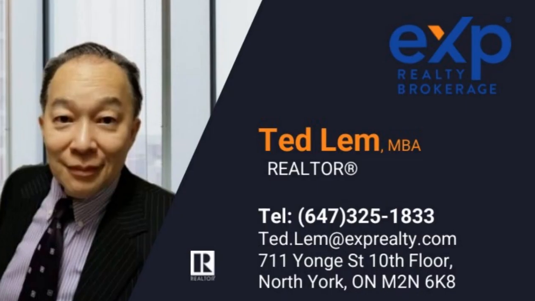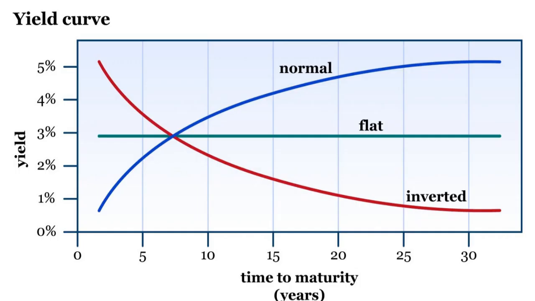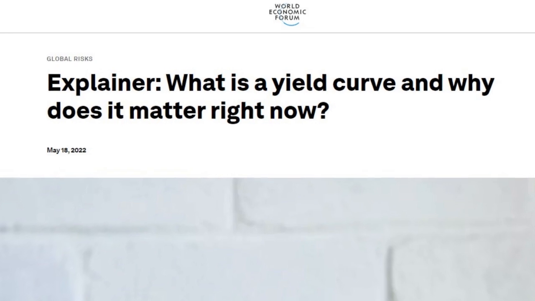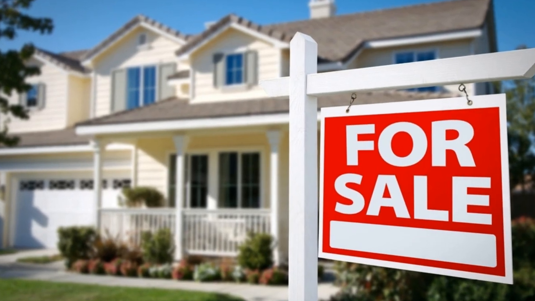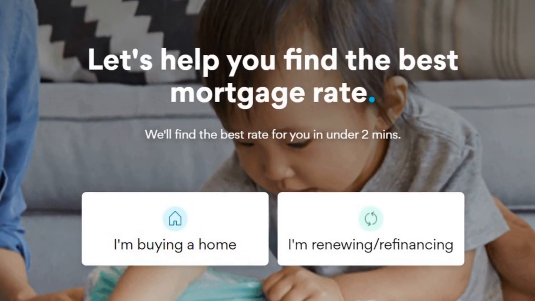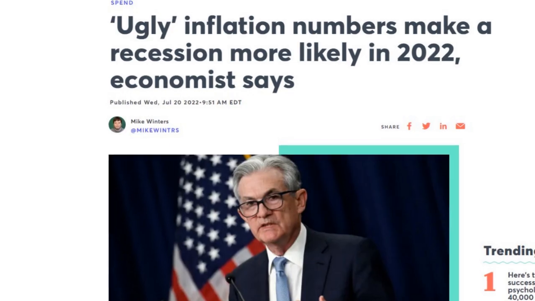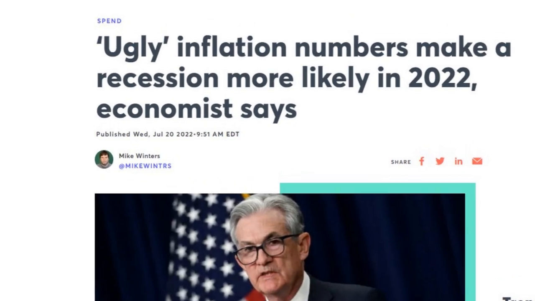In this session, I'm going to talk about the yield curve. And this is very important for people that are invested in real estate because this is something that determines what your mortgage rates are going to be and to tell whether there's going to be a recession or an expansion.